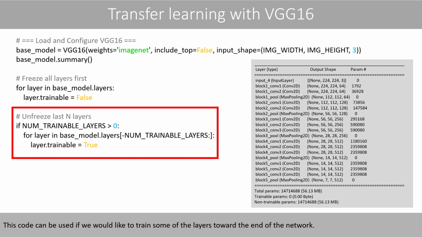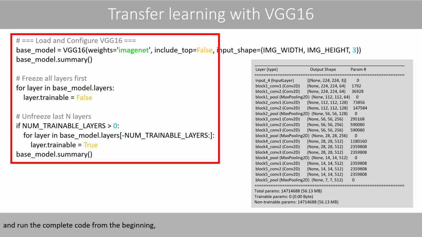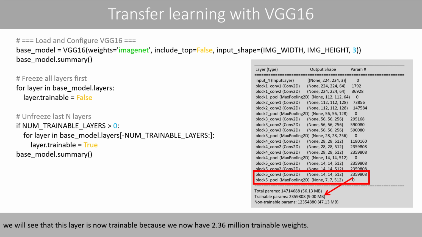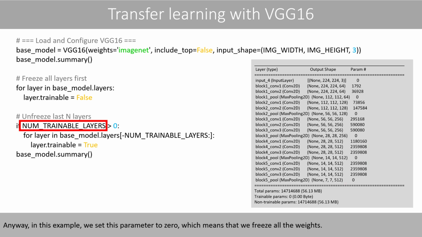This code can be used if we would like to train some of the layers towards the end of the network. For example, if we would set this parameter to 2 at the beginning of the code and run the complete code from the beginning, we will see that this layer is now trainable because we now have 2.36 million trainable weights. How many layers you should freeze or unfreeze is something that you need to explore. Anyway, in this example, we set this parameter to 0, which means that we freeze all the weights.